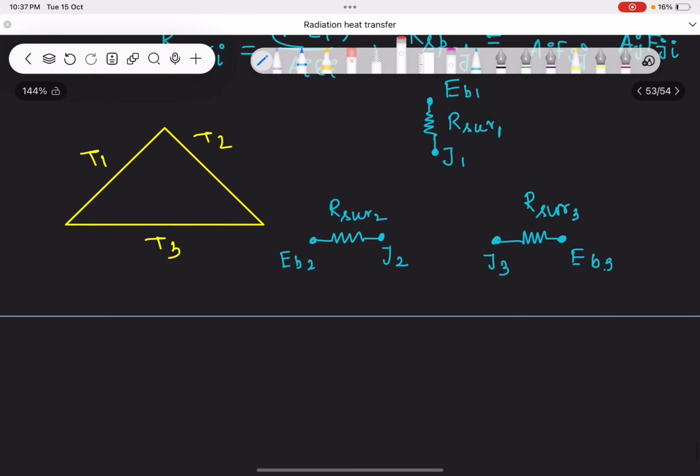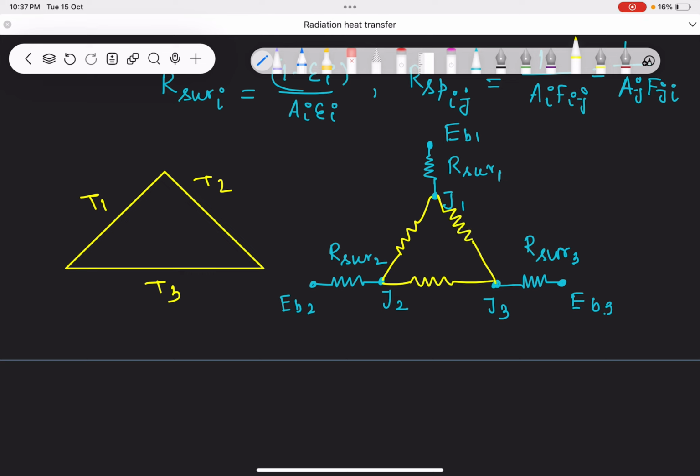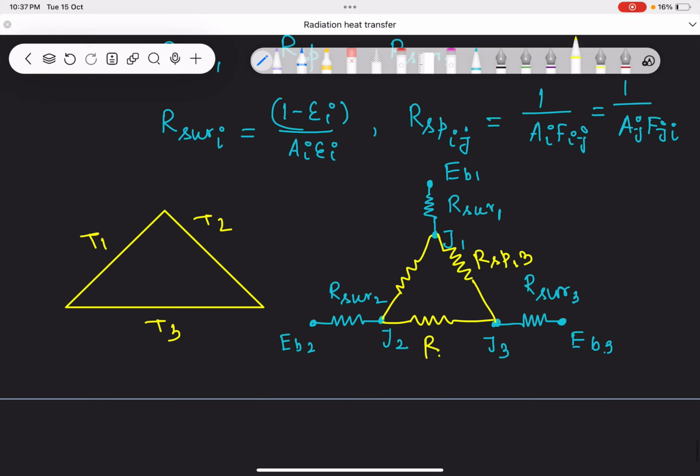Okay. So for non-gray surfaces, if you want to share something, firstly you have to show your property. So this is the surface resistance. This EB1 is not the surface here; this J1 is the representative of the surface through which you have to draw the other networks. So now you can draw like this and this. Here we have our space resistances R space 13, R space 23, R space 12 or 21. Okay. So this is the radiation network for a non-black surface enclosure, a triangular enclosure.